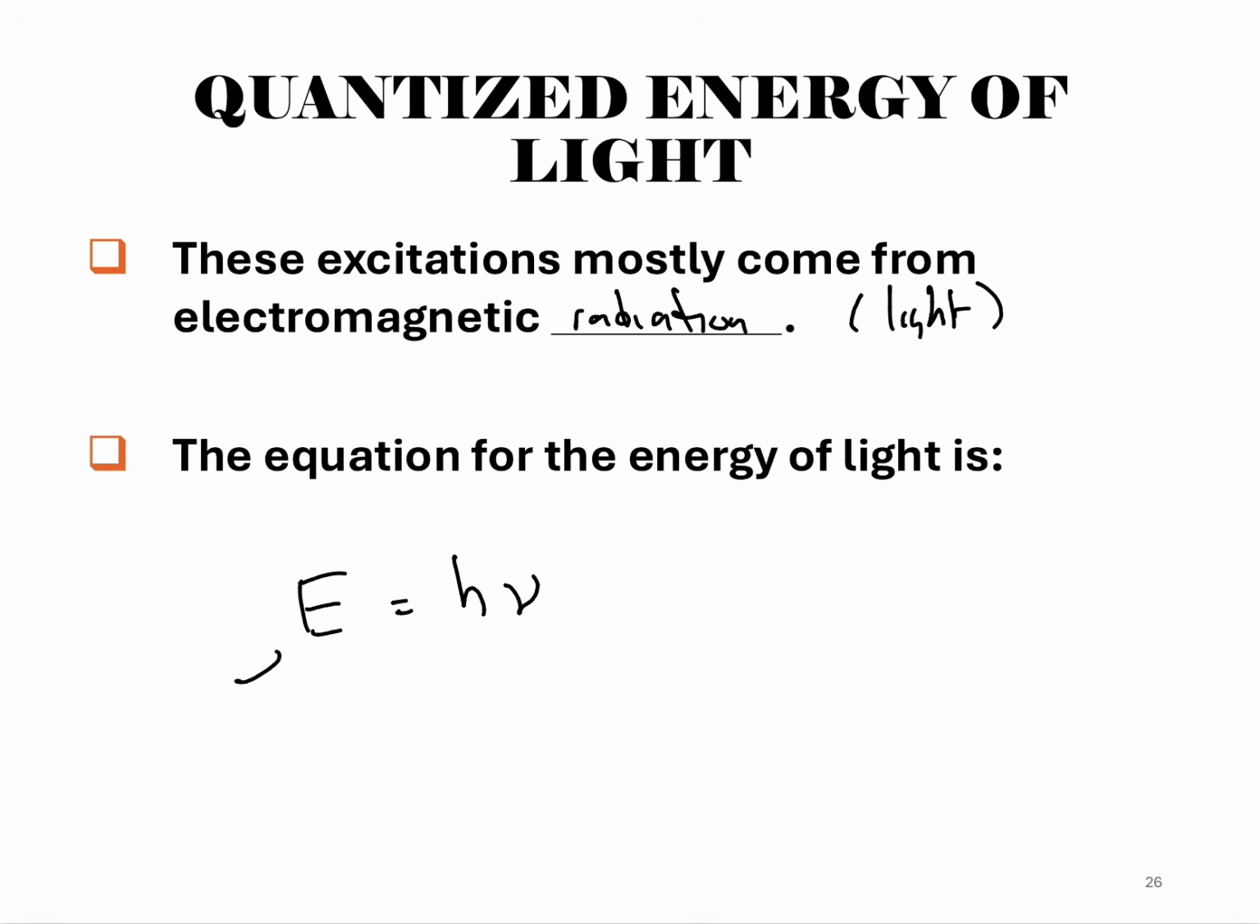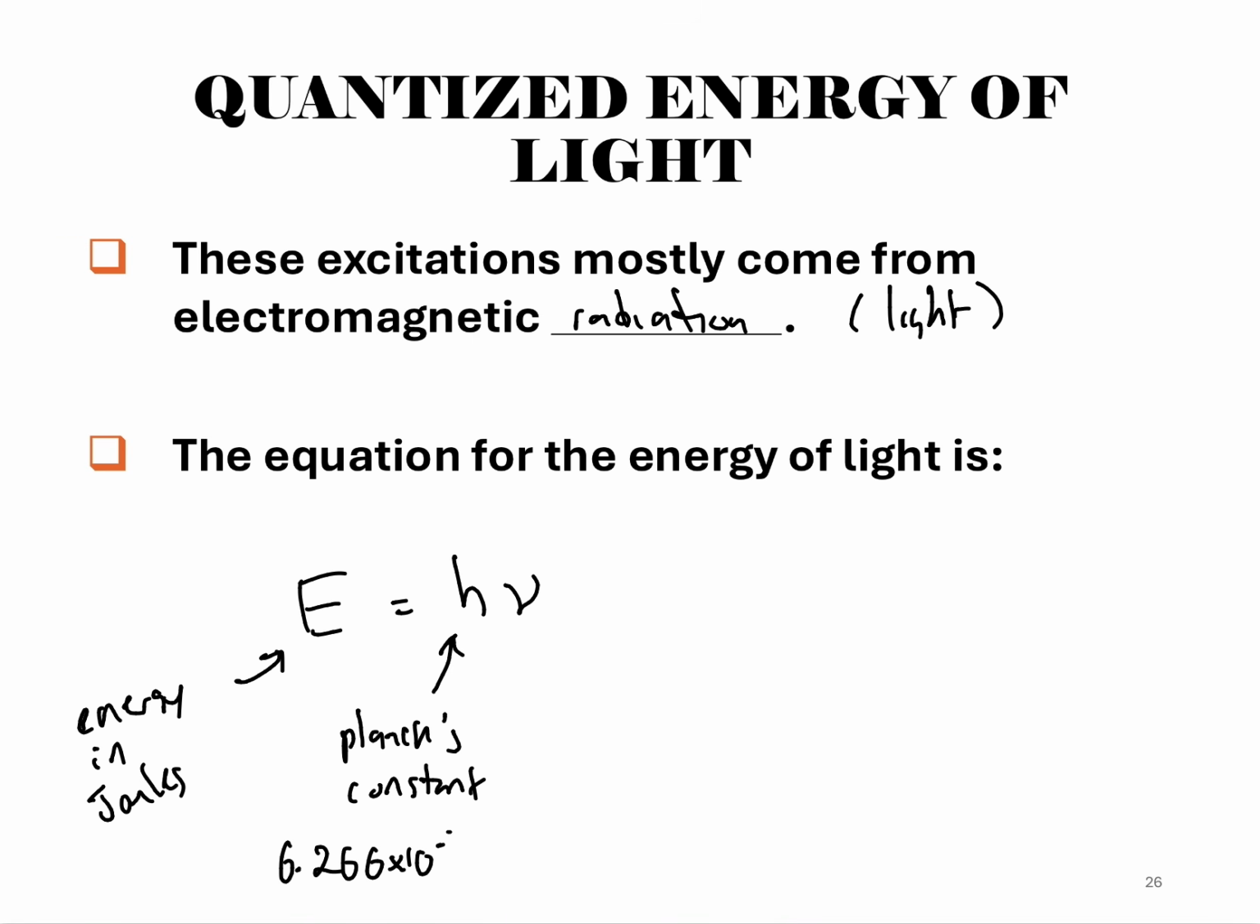So this is the energy in joules. h is a fundamental constant of the universe called Planck's constant, and it has a value of 6.626 times 10 to the minus 34. And the units are joule seconds.